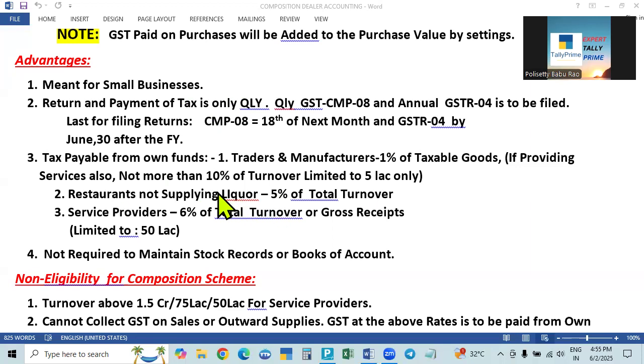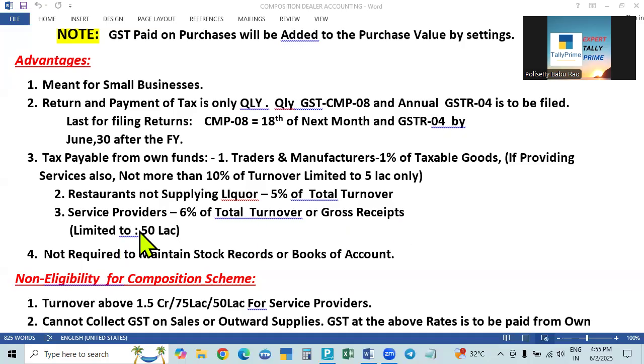So restaurants and service providers have to pay on total turnover, not taxable value. These two are only on taxable goods. These two are on total turnover. So restaurants, but not supplying liquor, 5% of total turnover. Service providers, 6% of total turnover.